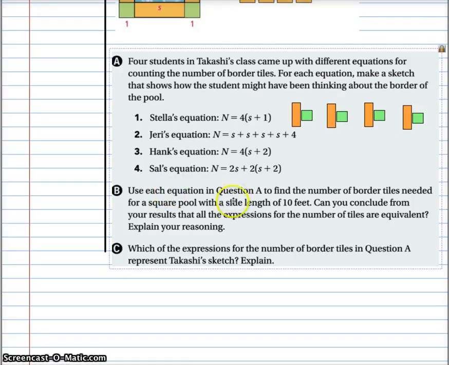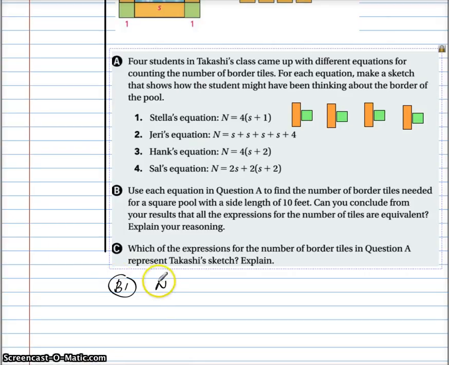Okay, for equation B, use each equation in question A to find the number of border tiles needed for side length 10. So what you're doing here is in each one of these equations, number 1 for Stella, you're going to write the equation n equals 4s plus 1, but s is 10. So let me do that first one for you. I'll do it down here. I'll call this B1.